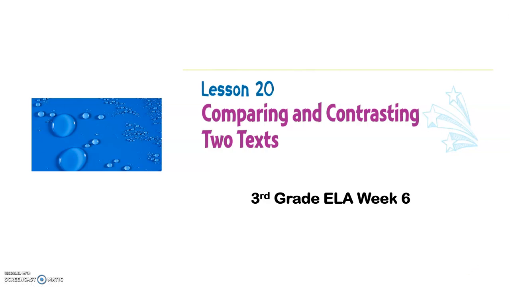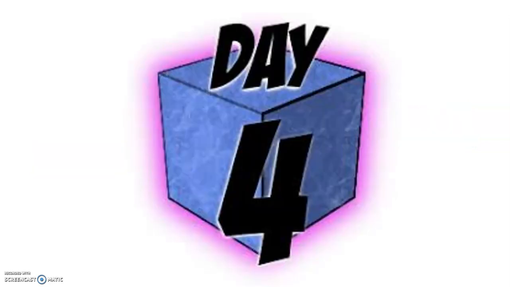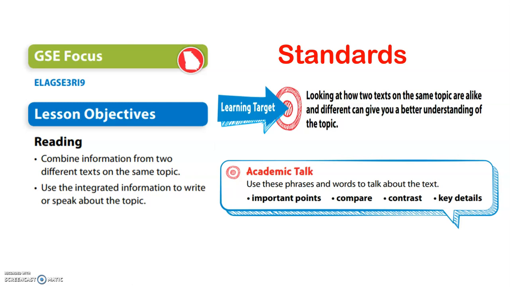We are in week 6. This is lesson 4. This week's lesson is lesson 20, comparing and contrasting two texts. Our standard for this week is RI 9, which states combine information from two different texts on the same topic and use the integrated information to write or speak about the topic. Our learning target this week states, looking at how two texts on the same topic are alike and different can give you a better understanding of the topic.